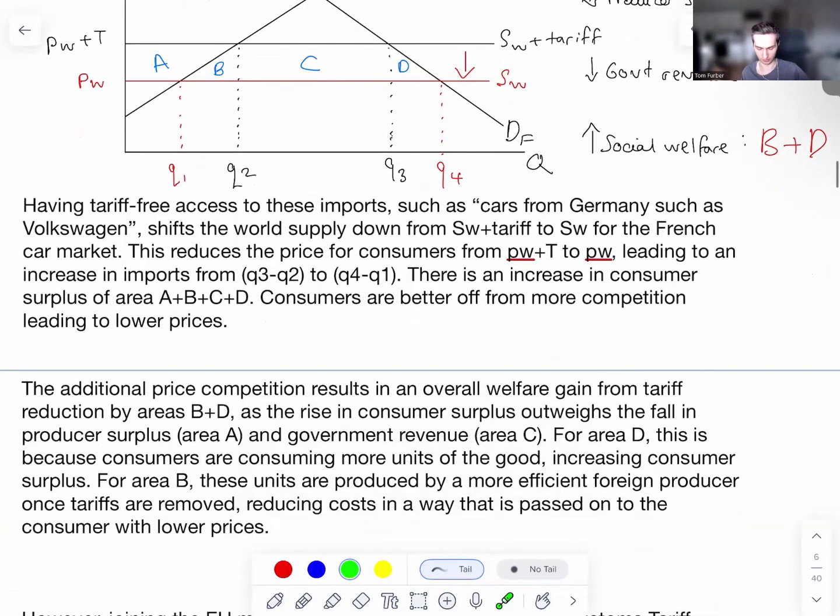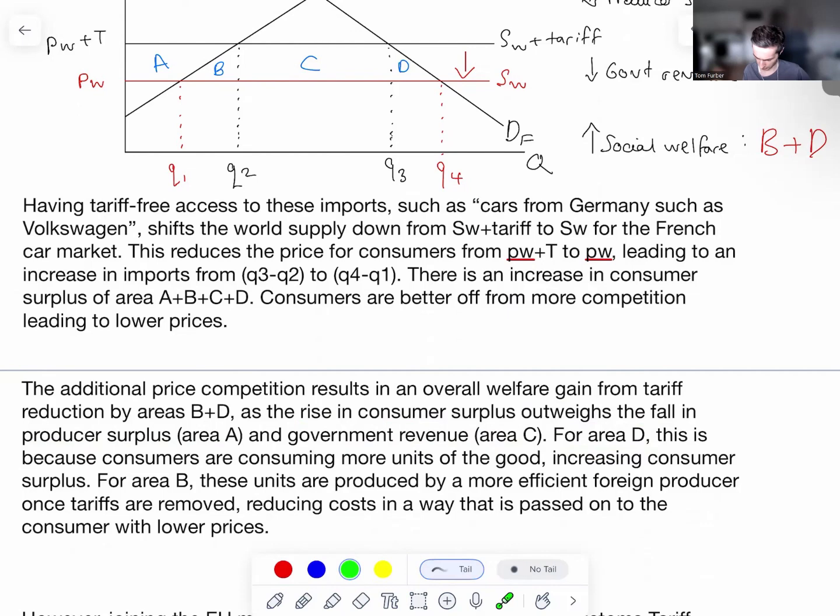And I'll explain this in the text. So additional price competition results in overall welfare gain. There is B plus D, like we said. And that's because the rise in consumer surplus outweighs the fall in producer surplus and government revenue. I'm not dwelling too much on those points because they're negatives. I'm focusing more on the positives. But it's necessary just to briefly mention producer surplus and government revenue just to establish that social welfare gain is area B plus D.